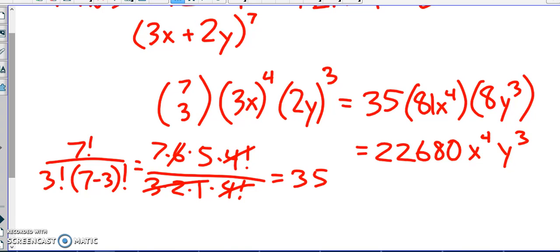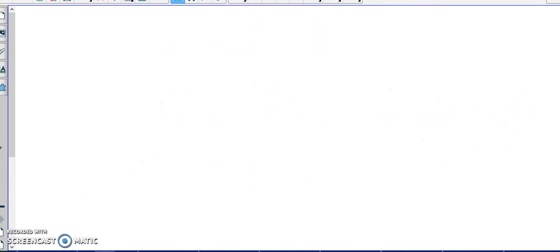Now, there's actually another way to generate these binomial coefficients other than the combinations, and that's what's called Pascal's triangle.